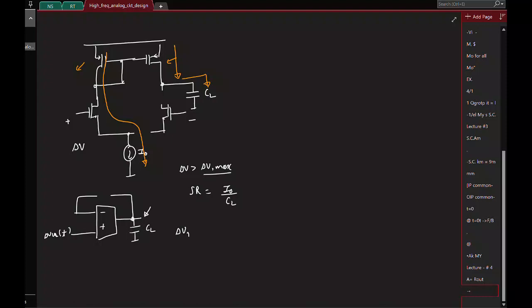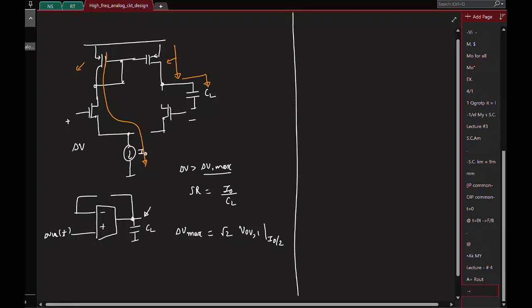Great. And what was this delta V max? Does anyone remember? Yeah, root 2 times the overdrive voltage. I'll just write it as VOV in short, of the transistor M1, M2 at a current of I naught by 2. Great. So one last thing.